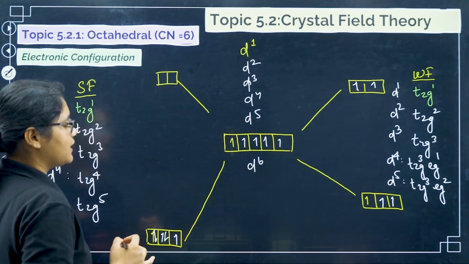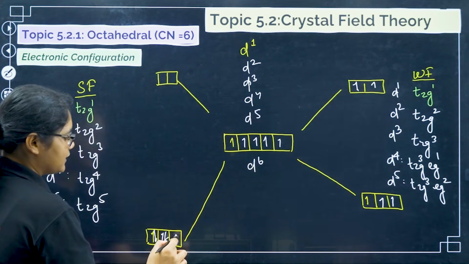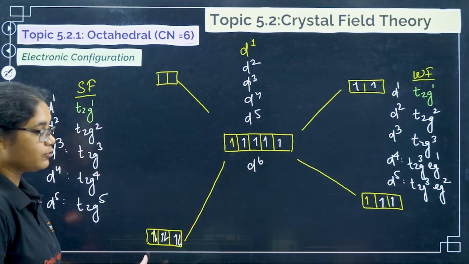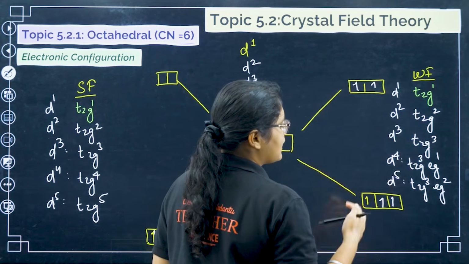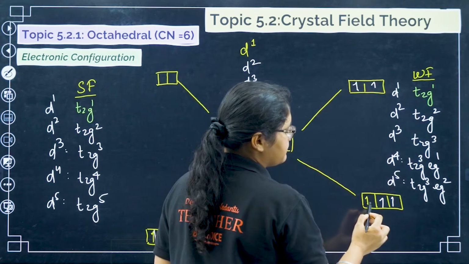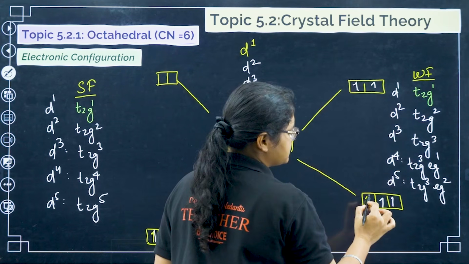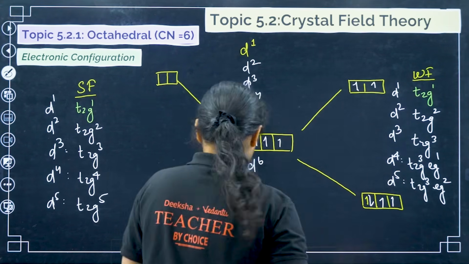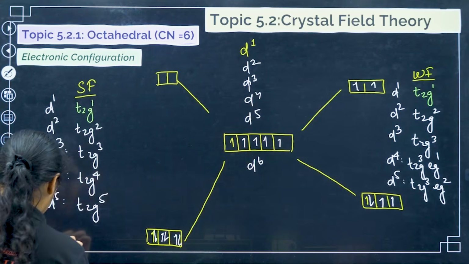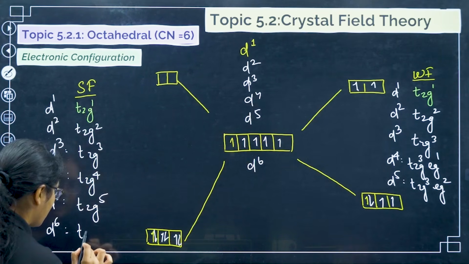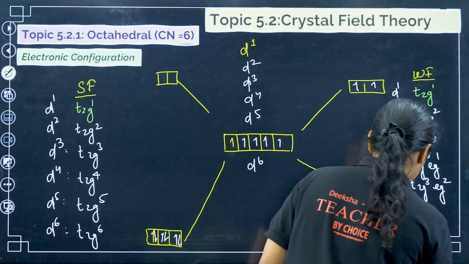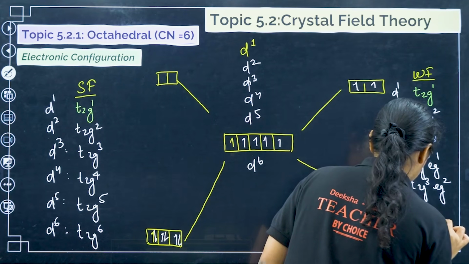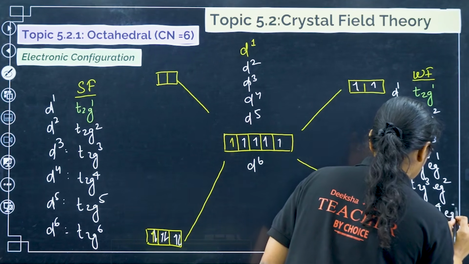Okay, next we'll talk about d6. In d6 what happens? The next electron can again pair up here, right, 6 electrons, but here you can see all the 5 orbitals are singly occupied. Now if the 6th electron wants to come, it will need less energy here and more energy here, so it will pair up here. So what is the d6 configuration in case of strong field ligands? We have t2g6, and here we will have the d6 configuration as t2g4 eg2.